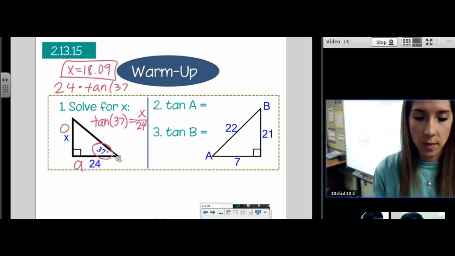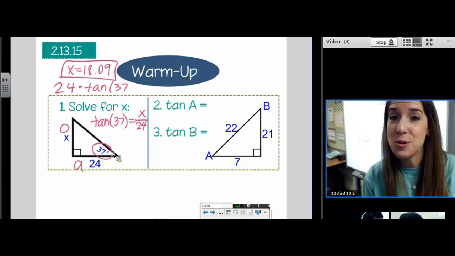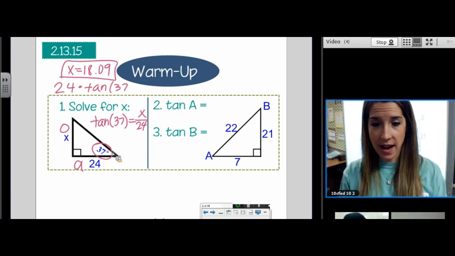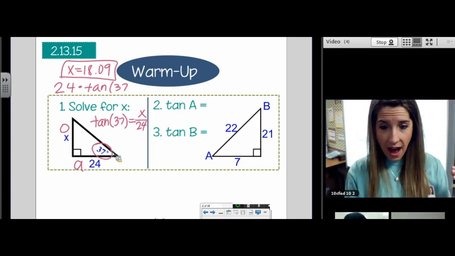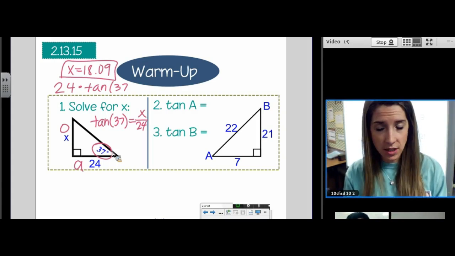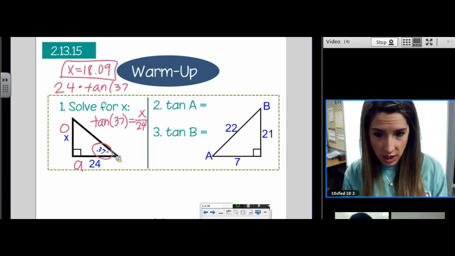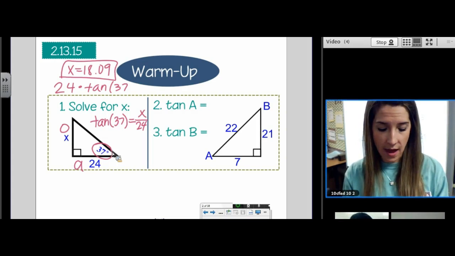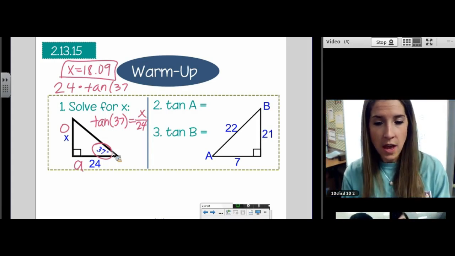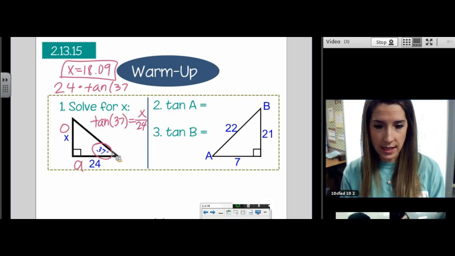Okay, now, number 2 and 3, I'm not asking you to solve anything. I'm not asking you to find angle A. I'm not asking you to find angle B, although you could. I am just asking you for the tangent ratio. Ratio means fraction. So I want you to find the ratio for the tangent of A. So you're really just putting the opposite over the adjacent. Right? Ariana, do number 2, and Dustin, do number 3.